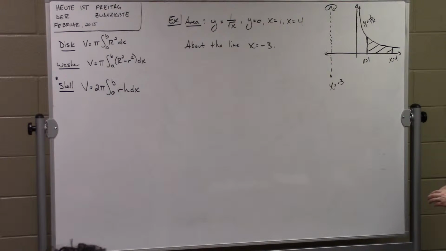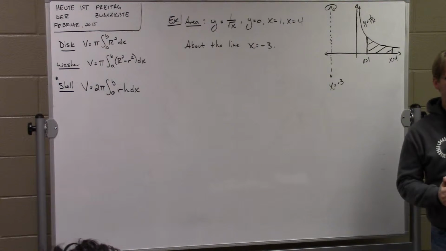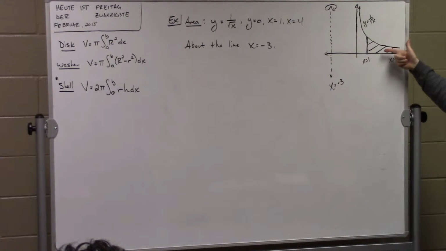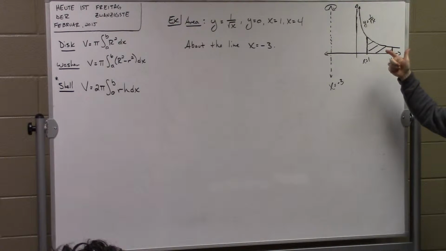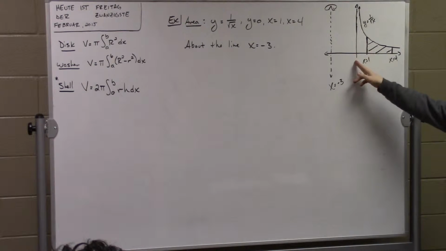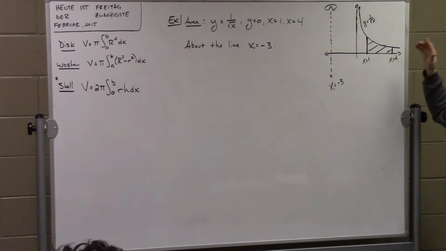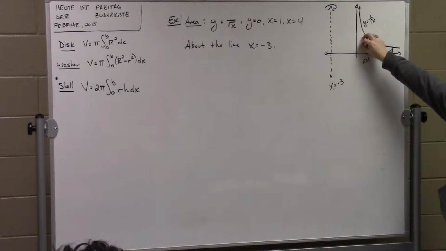So, alright, a few things to point out before we really get started. First, if I were going around the x-axis, this would be the easiest thing in the world, disk method, done. If I were going around the y-axis, I can still use shell. You can use washer on this because there's a gap here.